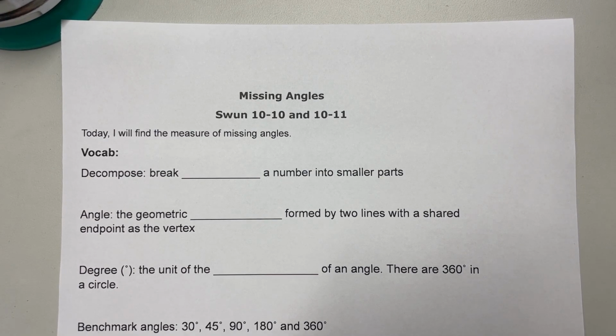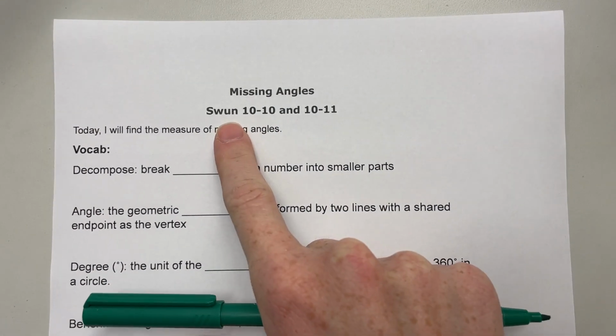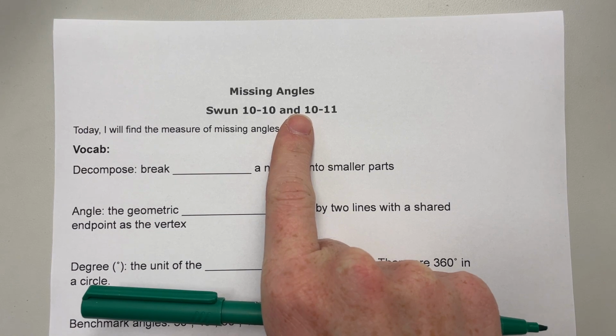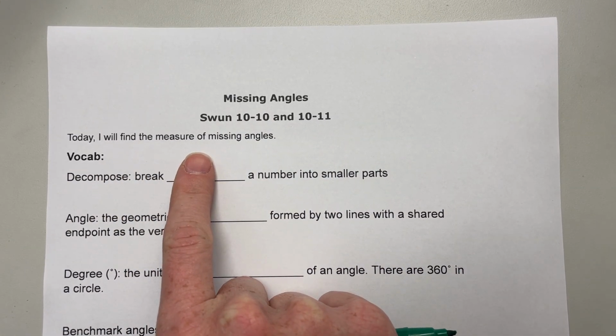Hi class, today we're going to do a lesson on missing angles. This is actually one of my favorite lessons in this unit and maybe even 4th grade, so I hope you enjoy it as much as I do. This is found in SWN 10-10 and 10-11. Our learning goal is: today I will find the measure of missing angles.